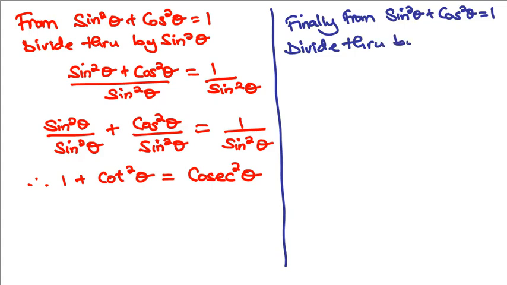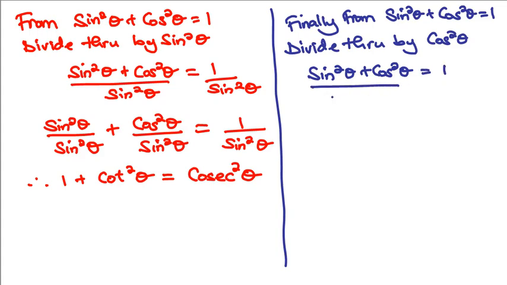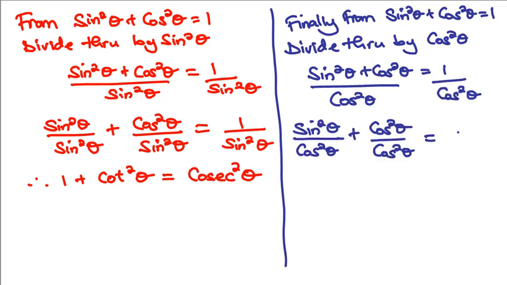Now the last expression, finally, we still obtain it from the first one, sine squared theta plus cos squared theta is equal to 1. This time around we divide through by cos squared theta, and so when you divide through by cos squared theta, we now come up with sine squared theta over cos squared theta, giving us tan squared theta, cos squared theta over cos squared theta, that is 1, and 1 over cos squared theta gives us sec squared theta.